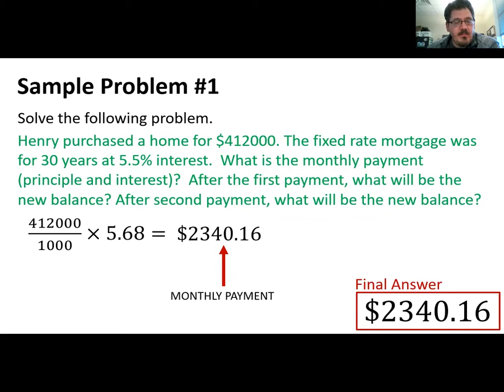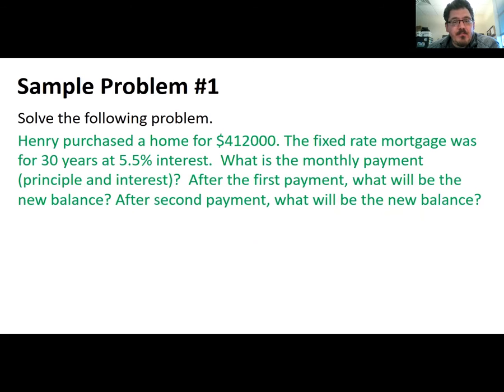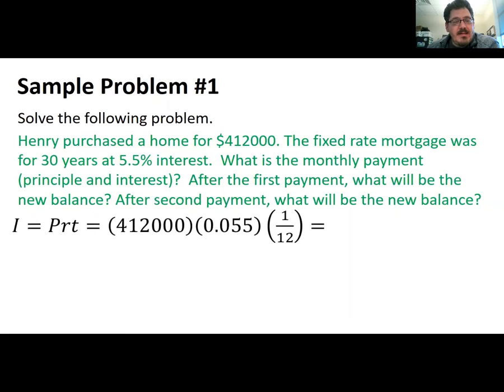All right, so that tells us how much we're going to be paying each month on this mortgage for the 30 years. With that, now we can start figuring out what's going to happen to the principal amount or the balance of the mortgage as payments are made. So let's go ahead and calculate based on the first payment what the new balance will be. First thing we need to do is figure out how much interest is going to accrue during the first month. And so we use the simple interest formula since we're only going to be focusing on 1 month at a time here. Our principal amount is the $412,000 that we're starting with.